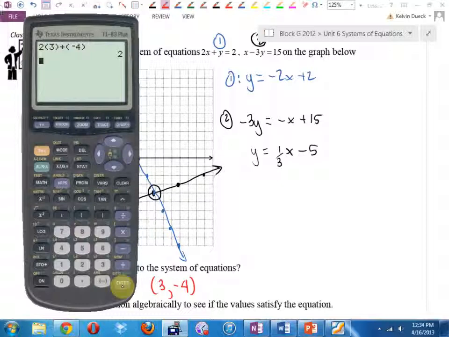Second one is x minus 3. X is 3. So x minus 3y. There's x minus 3y. What should this one work out to, Jacob? 15. Does it? Am I right?